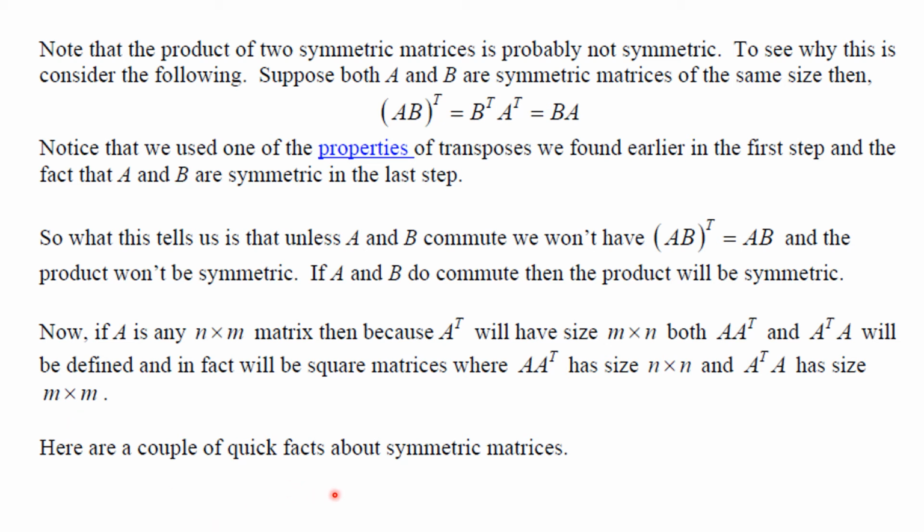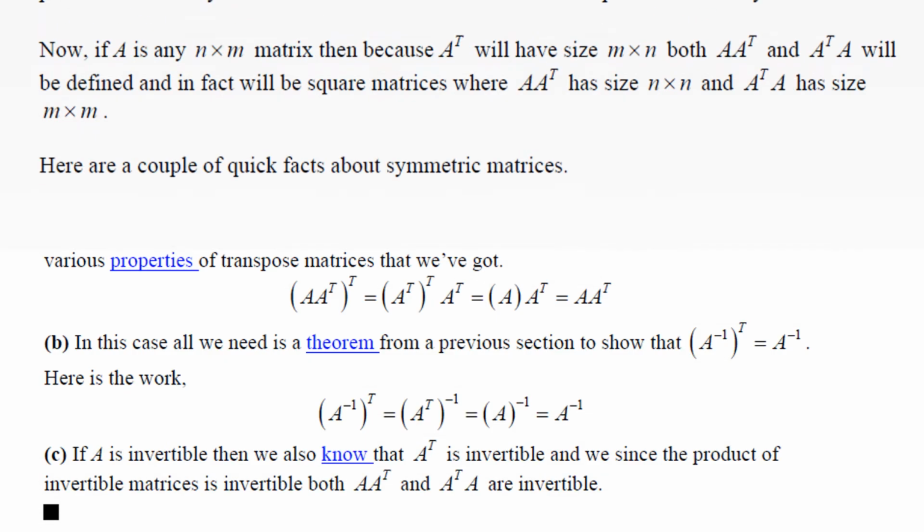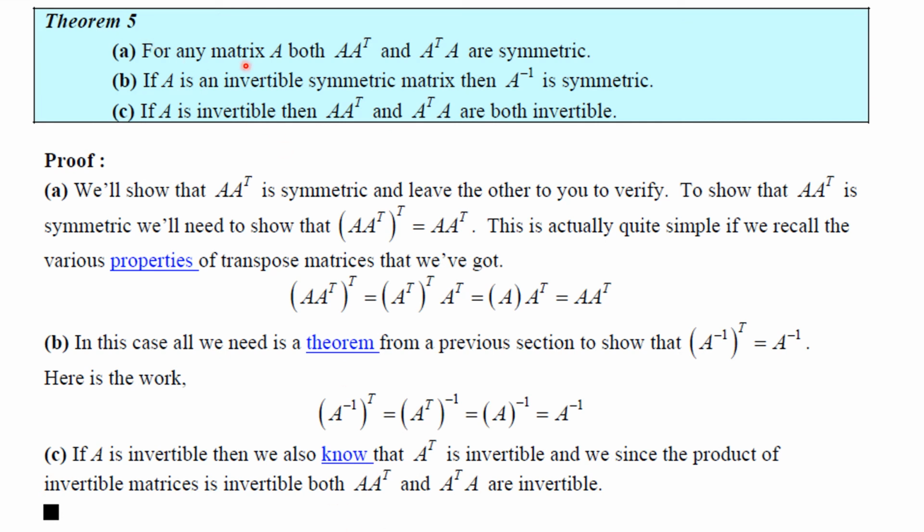So here are a couple of quick facts about symmetric matrices. Both A A transpose and A transpose A are symmetric. This is for any matrix A. If A is an invertible symmetric matrix, then the inverse is going to be symmetric. And if A is invertible, then A A transpose and A transpose A are both invertible as well. Let's look at the proof of this significant theorem.